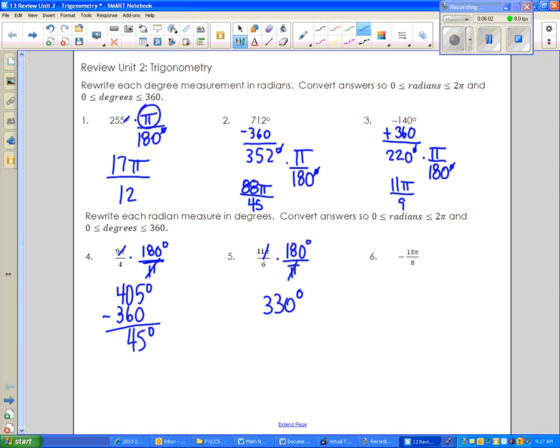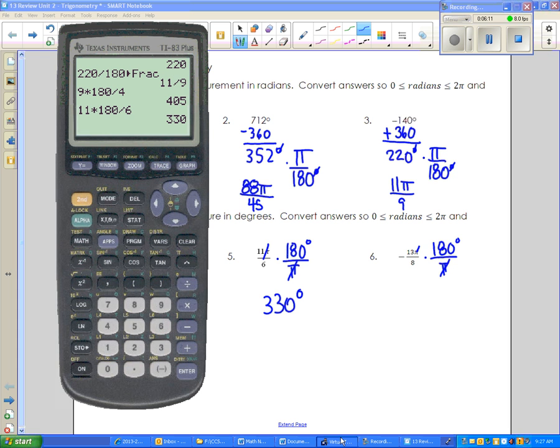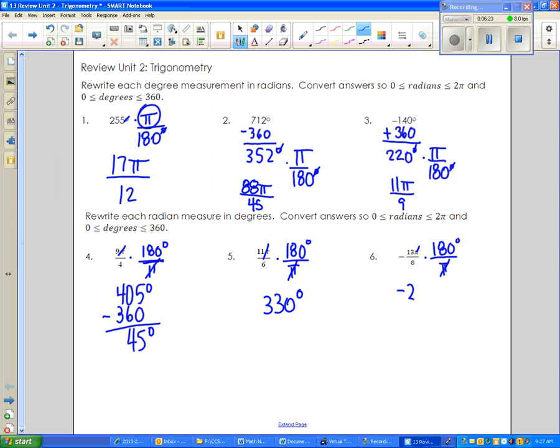In number 6, I've got negative 13 pi over 8. Again, I'm going to multiply that by 180 degrees over pi. The pi's cancel. Now just be careful when you're multiplying because you want to include the negative. So it's going to be negative 13 times 180 divided by 8. And that's going to give me a negative 292.5. And that is in degrees.